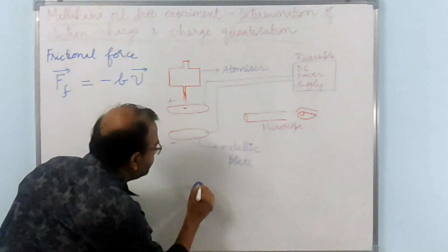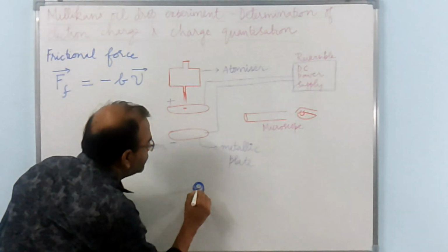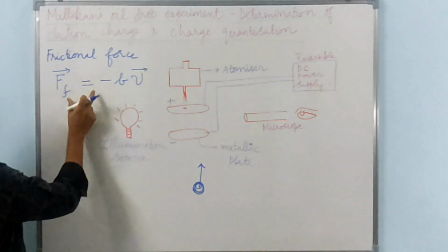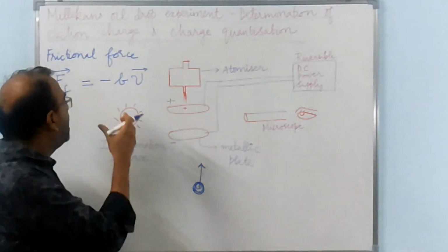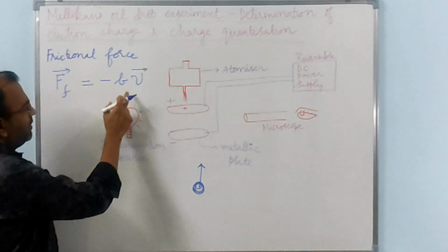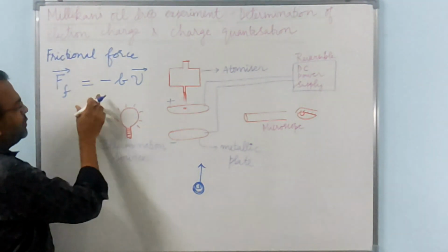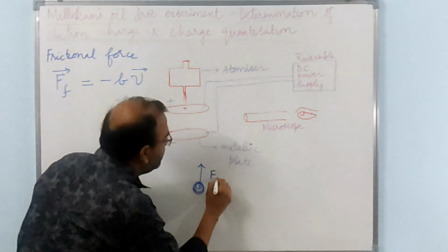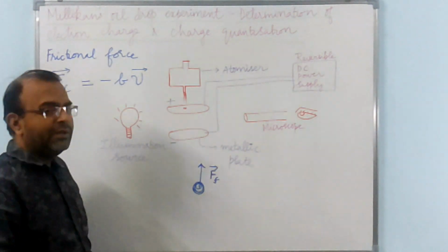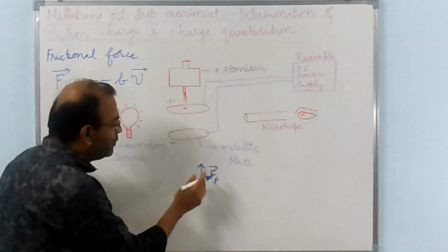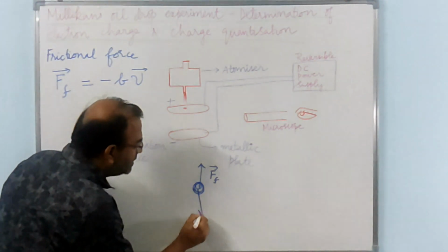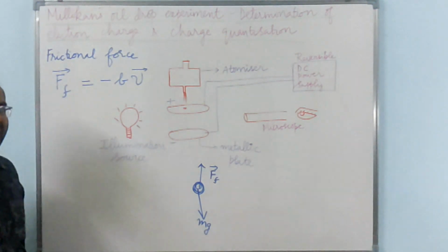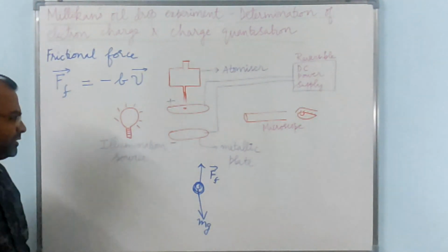So we have an oil drop, and this frictional force is going to oppose its motion because it has a negative sign. That means these drag forces always try to oppose the motion of an object, therefore they try to resist the velocity of the object. So it is acting upwards, that is the frictional force. Now the gravity due to the mass of the oil drop acts downwards, so that is mg. If m is the mass of the oil drop, the gravity is going to act downwards.